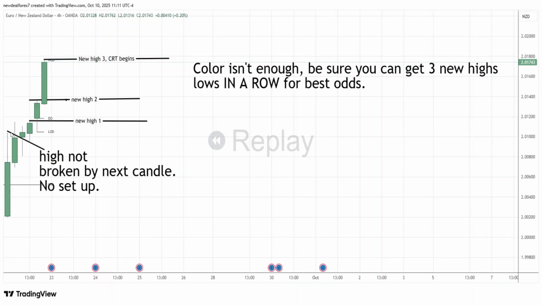Notice here the wick of this candle's high this day. This is a daily chart. This did not get closed above. This candle wicked it and then closed back inside of it. That's invalid. When you see a wick that can't break the high, that's not it.